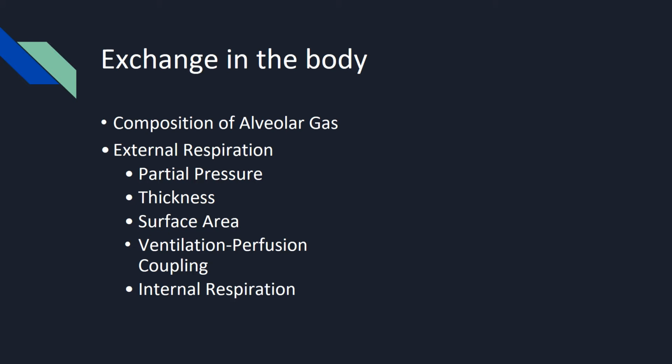The external respiration is breathing in and out. And it is found with partial pressure, the thickness of the respiratory membrane, the surface area for gas exchange, ventilation and perfusion coupling, which is the vasoconstriction to slow down for more oxygen, and vasodilation for high oxygen levels. Internal respiration happens when capillary gas exchange happens in the body tissues.